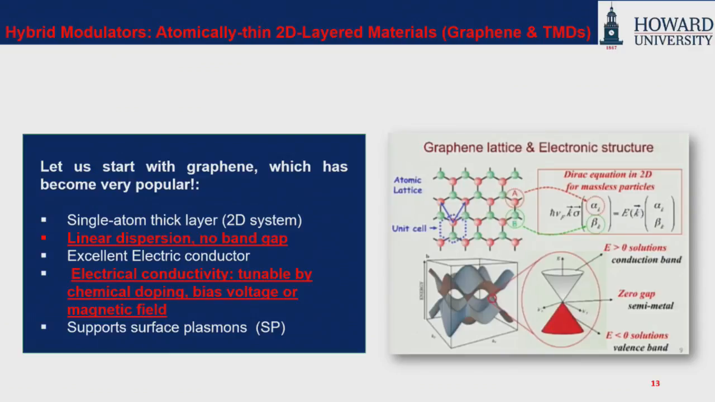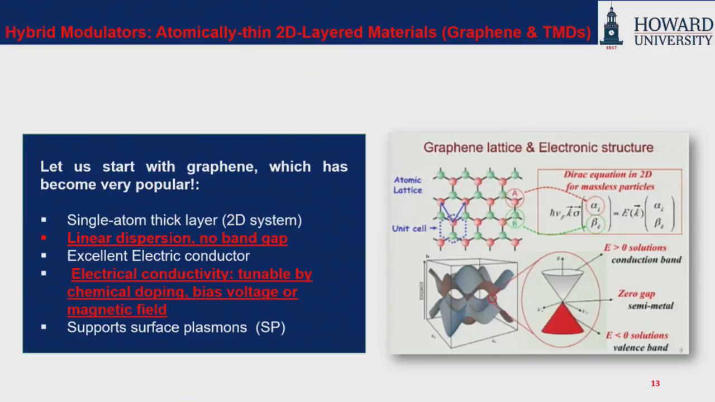In the last part of my presentation, I'm going to show some examples of hybrid modulators based on 2D materials, such as graphene and transition metal dichalcogenide. Let's start with graphene, which has become very popular and brought a lot of properties.